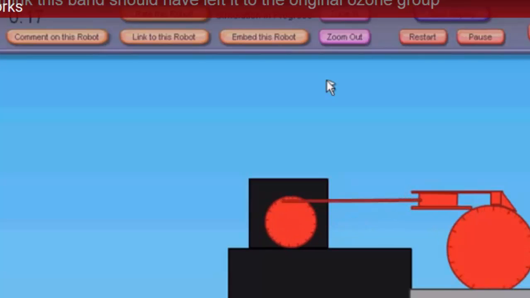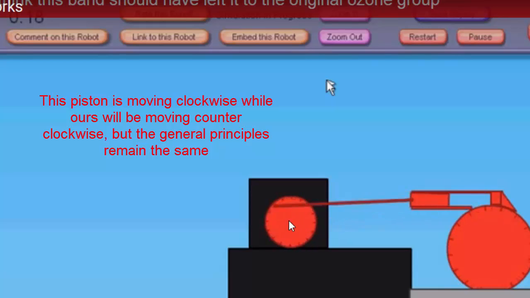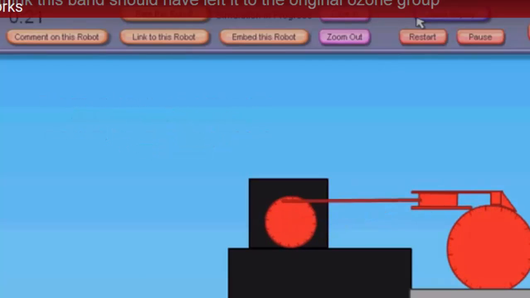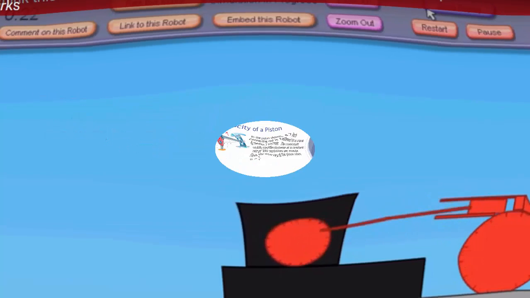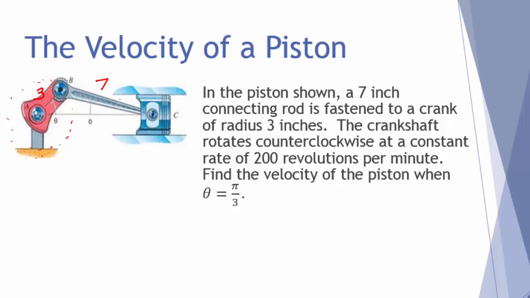So let me turn that back on so we see it. So the connecting rod is constant. The radius of that crank is constant. It's the position of your piston that changes. Keep that in mind as we take a look back at the problem. So in our problem, that means 3 is a constant and 7 is a constant.